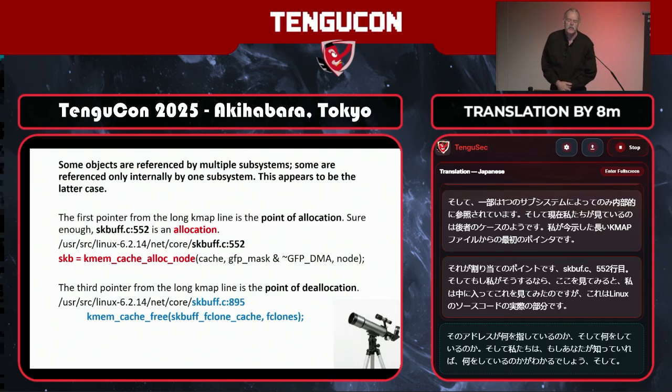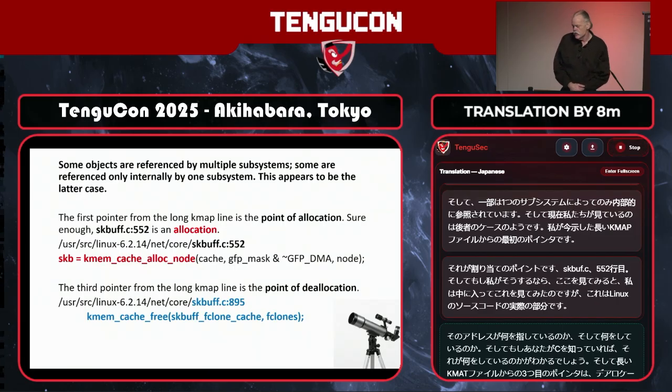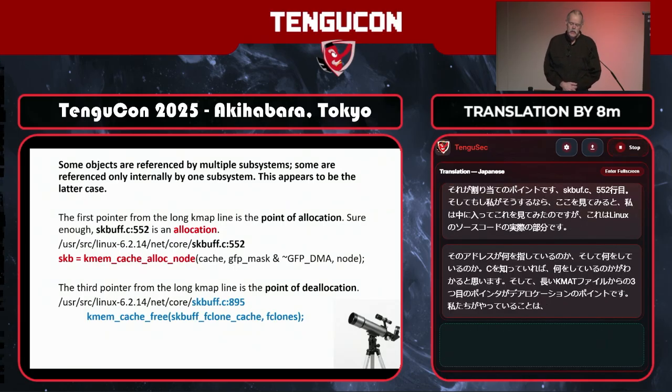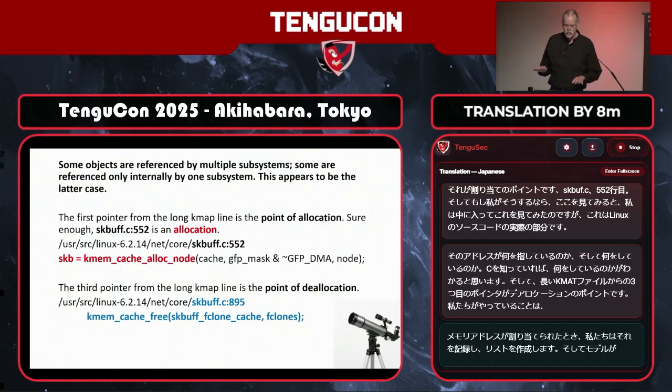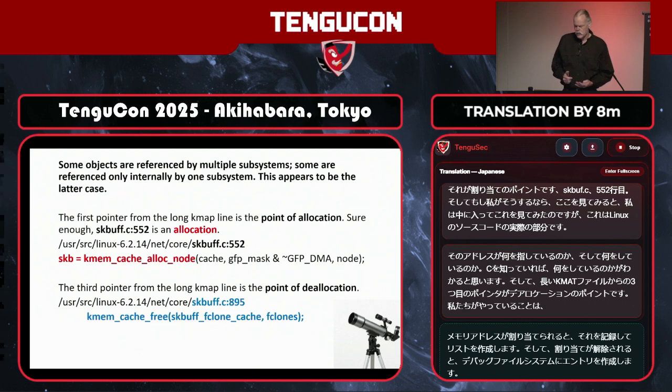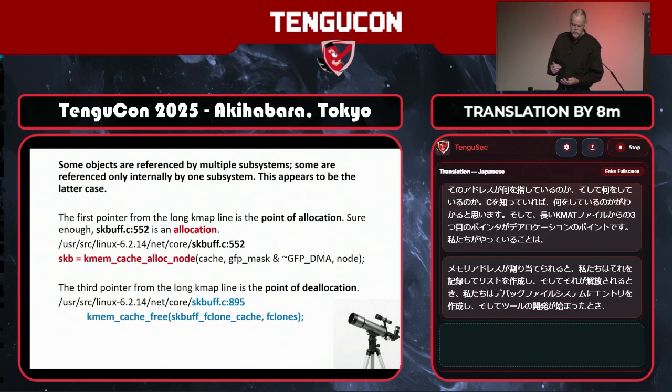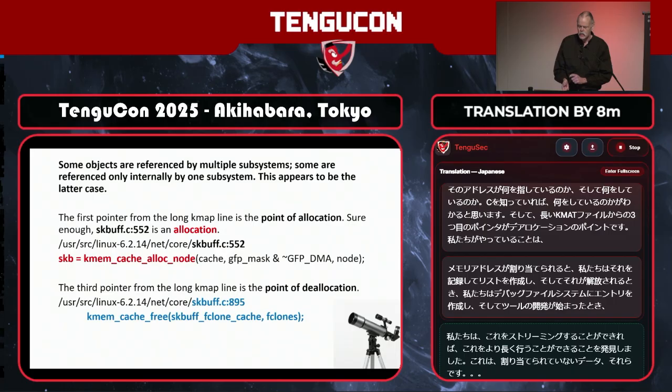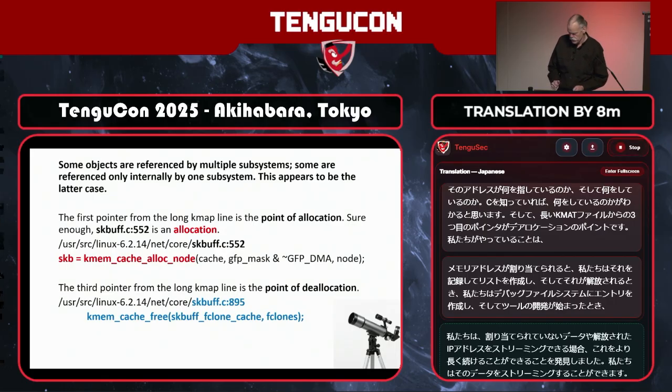So when the memory address is allocated, we make a notation of it and build a list, and then when it's deallocated, we make an entry in the debug file system. As the tool began to get engineered, we discovered that we could do this for longer if we were able to stream the deallocated data, the IPs that had been freed. We can stream that data out, and we could run the tool for a longer amount of time.